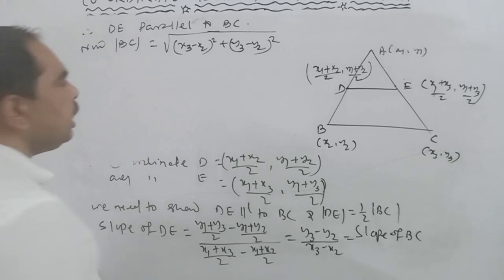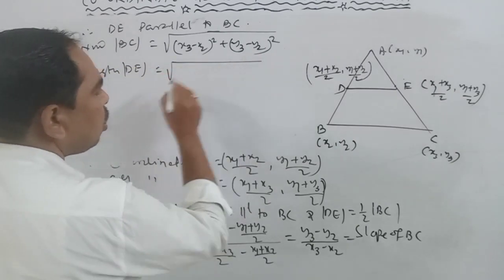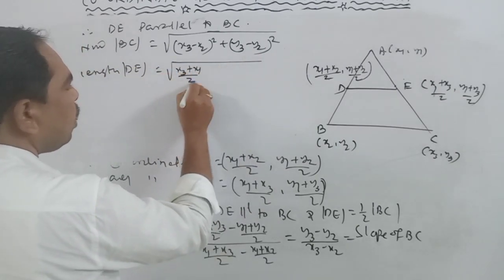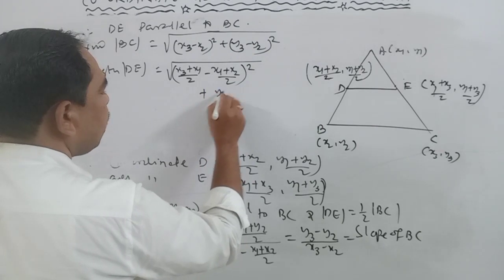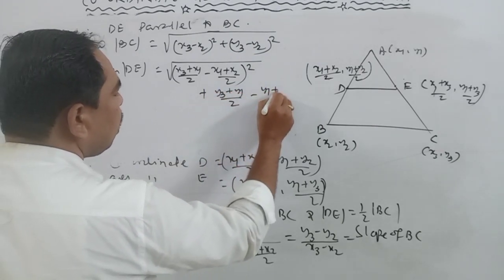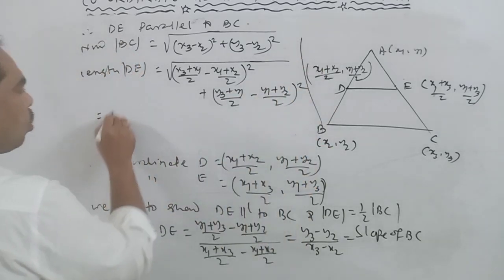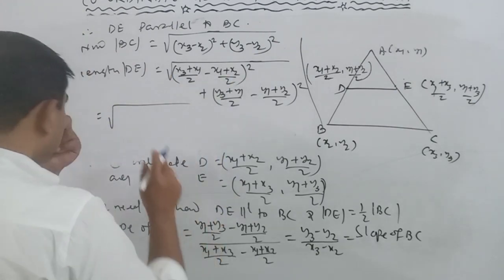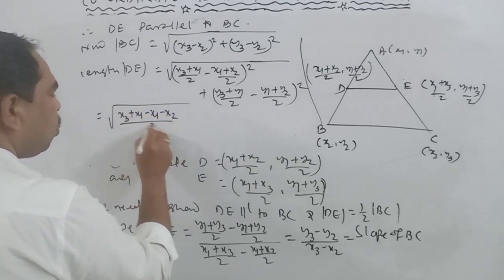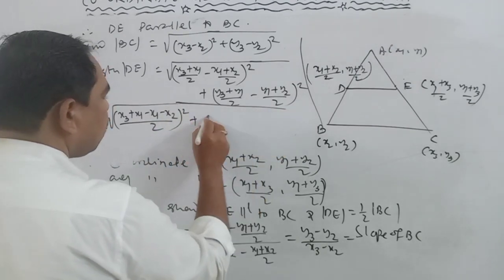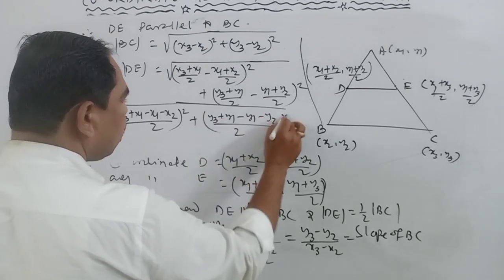Next, to find length DE. Length DE is equal to square root of ((x3 + x1)/2 minus (x1 + x2)/2) whole square plus ((y3 + y1)/2 minus (y1 + y2)/2) whole square. So it is equal to square root of, finding the LCM, ((x3 + x1 minus x1 minus x2)/2) whole square plus ((y3 + y1 minus y1 minus y2)/2) whole square.